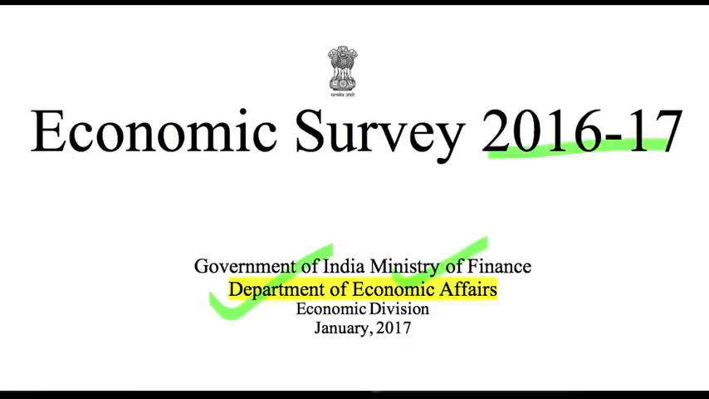So first let me clarify what is the difference between Economic Survey and the budget. See, the Economic Survey is for the year 2016-17. That is, it studies all the policies of the government for the last year and tries to find out the loopholes in those policies' implementation and gives opinion on how to plug those loopholes, while the budget is an estimate for the next year's expenditure. Okay, so this is the basic difference, and mostly the Economic Survey is presented one day before the budget.